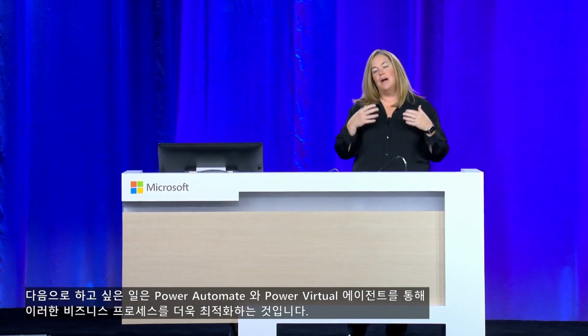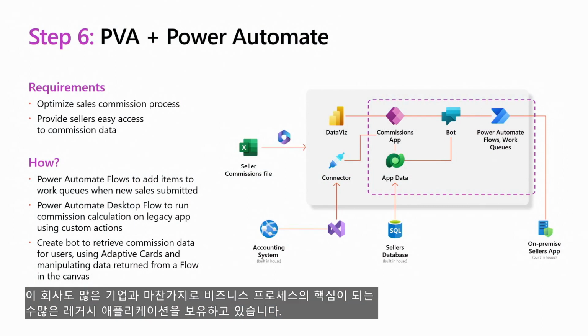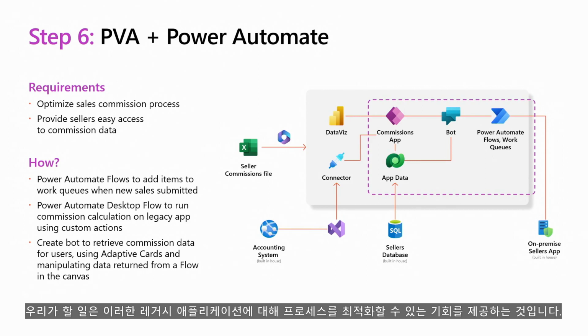Hello, everybody. So now we're going to take a look at how we optimize. He's created a great seller application. The next thing we want to do is optimize these business processes even further with Power Automate and with Power Virtual Agents. This company, much like many companies, still has a number of legacy applications that are core to their business processes. So we have an opportunity to help optimize their processes against these legacy applications.